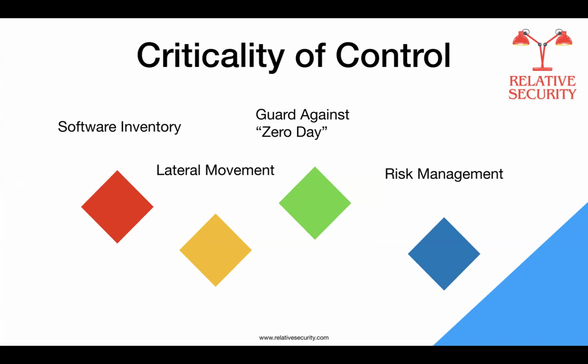So the CIS control emphasizes the active management of all software, including operating systems and applications on the network. This involves inventorying, tracking, and correcting software to ensure that only authorized software is installed and allowed to execute. The basic goal is to prevent the installation or execution of unauthorized and unmanaged software, enhancing overall security.